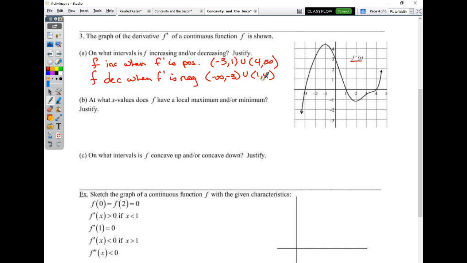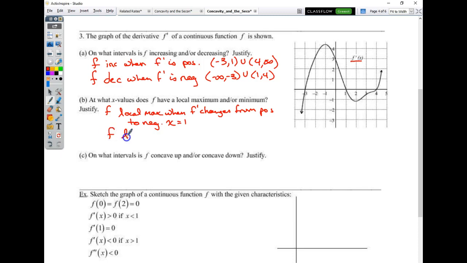Hopefully you paused the video there. So after you've taken the chance to pause and you've tried this out, we would say f has a local max when f prime changes from positive to negative. Where does that happen? That would happen at x equals 1.